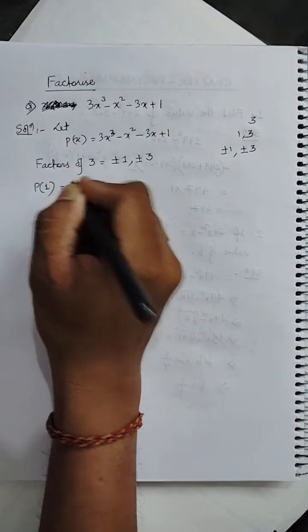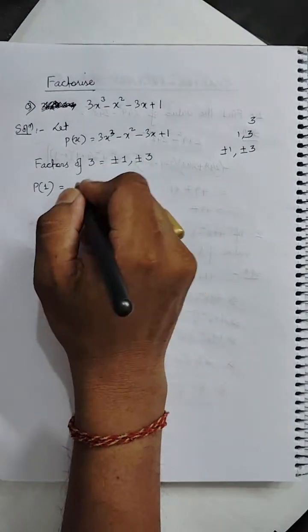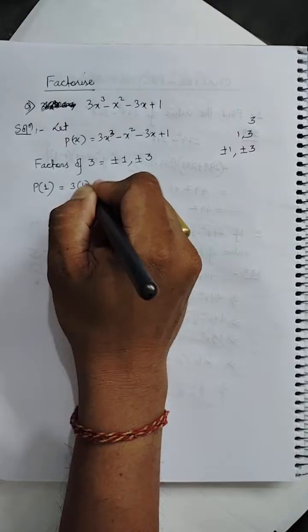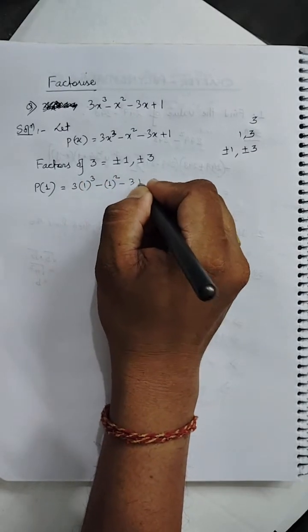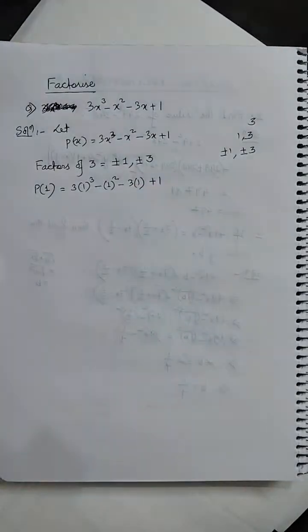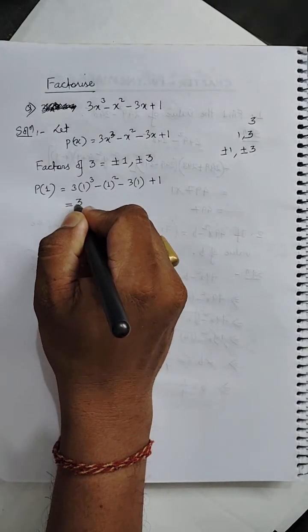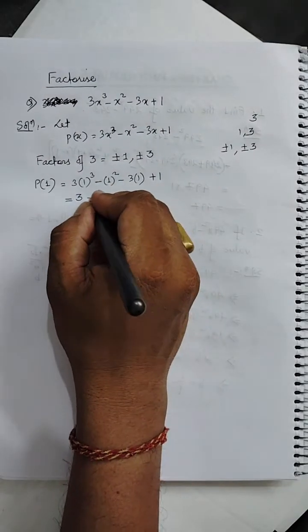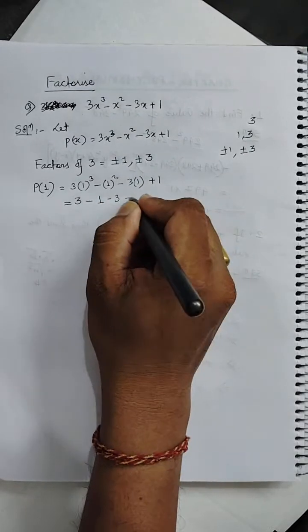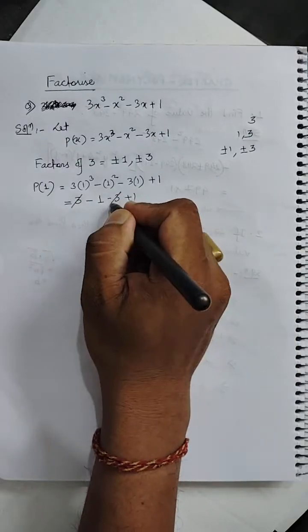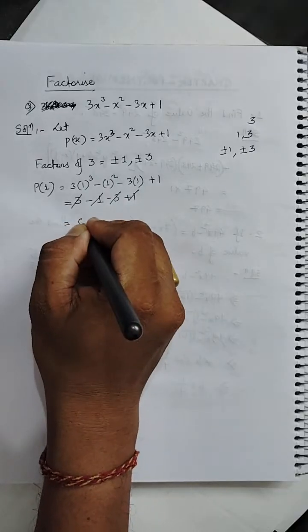That means we will replace all the values of all the x with 1. So this will be 3 into 1 cube minus 1 whole square minus 3 into 1 plus 1. So 1 cube is 1 and 1 into 3 is 3 and 1 square is 1, 3 minus 1. 3 into 1 is 3, this will be minus 3 and plus 1. Okay, so 3 and minus 3 will get cancelled and minus 1 and plus 1 cancel हो जाएगा. So our answer is 0.